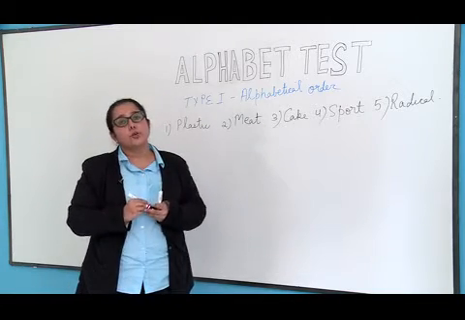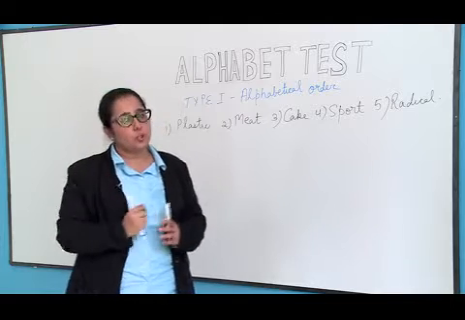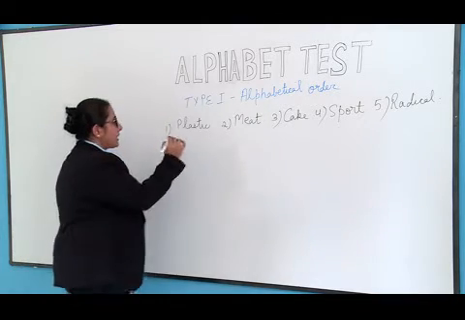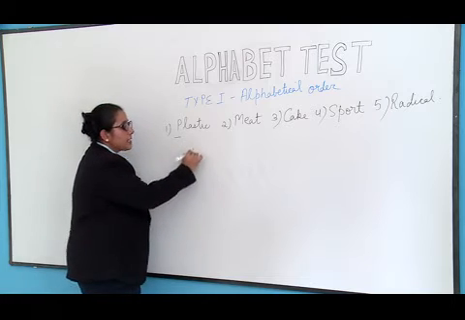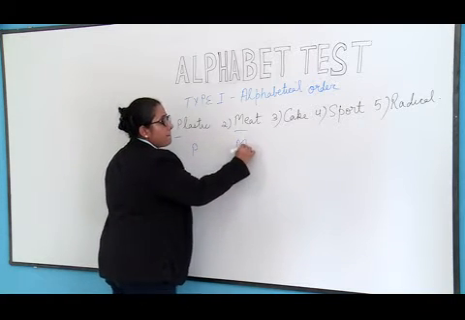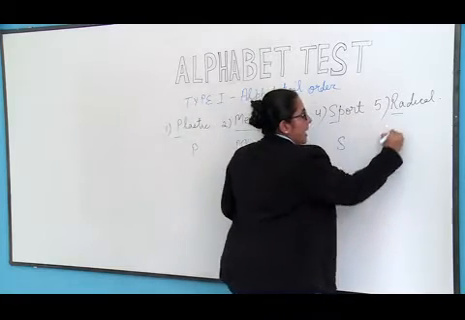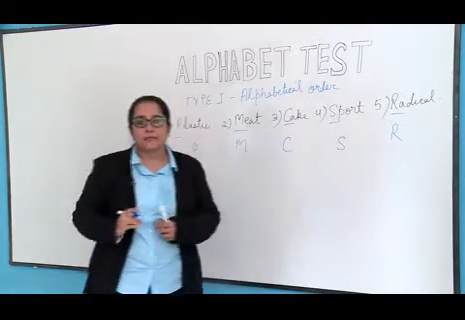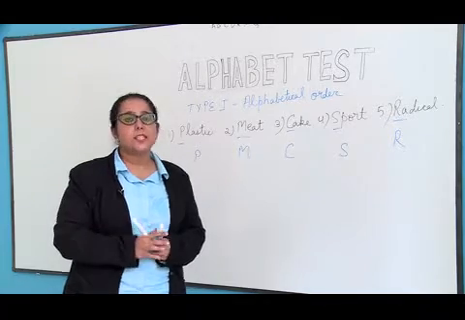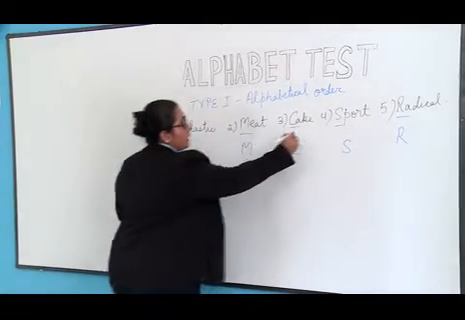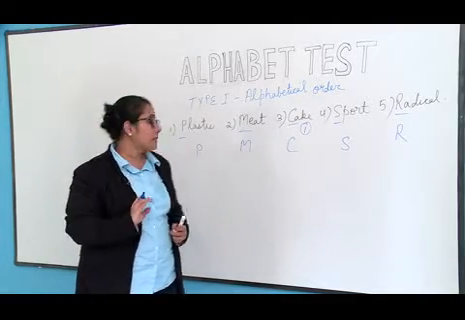So what we are going to do, we are going to start from the first letter of each word. So we'll highlight the first letter of each word. So as we can see, the first letter of each word is P, M, C, S and R respectively. So now if we arrange the words as they appear in the dictionary, the first one would be cake, as C comes first in the alphabetical series.